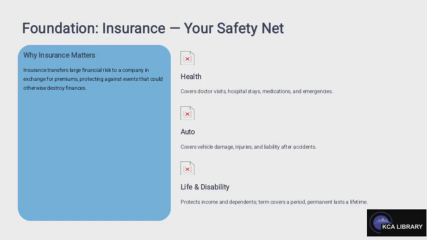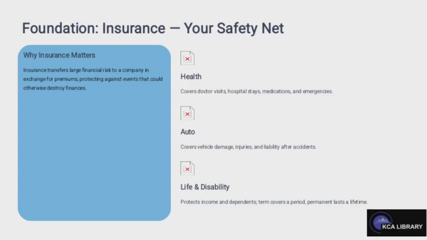So why does insurance matter? Insurance is a part of the foundation in the financial pyramid. Insurance transfers large financial risks to a company in exchange for premiums, protecting against events that could otherwise destroy your finances. It can cover what we call health insurance, auto insurance, and life and disability insurance.